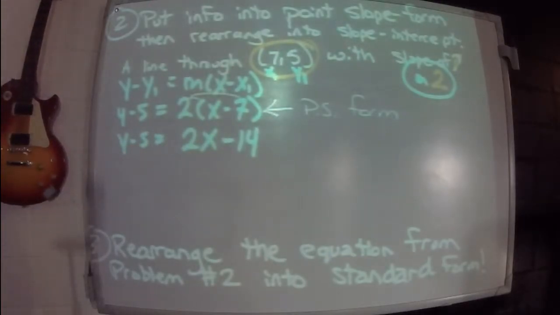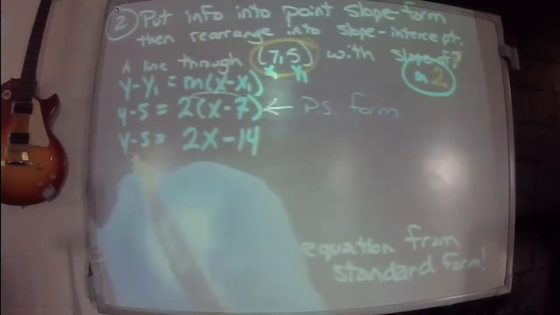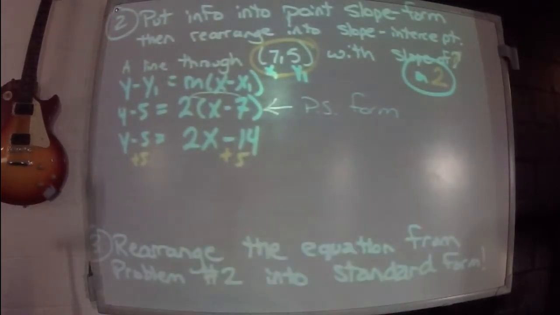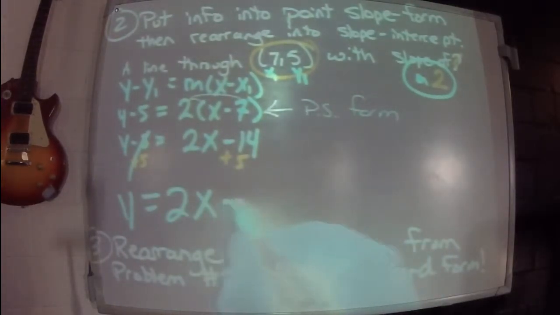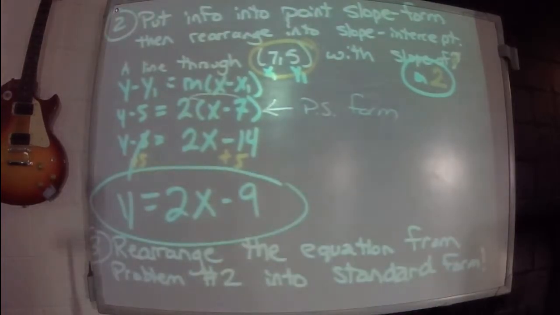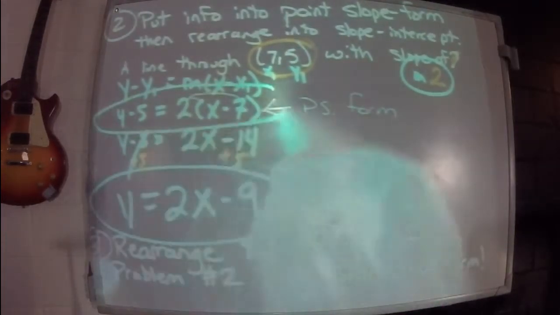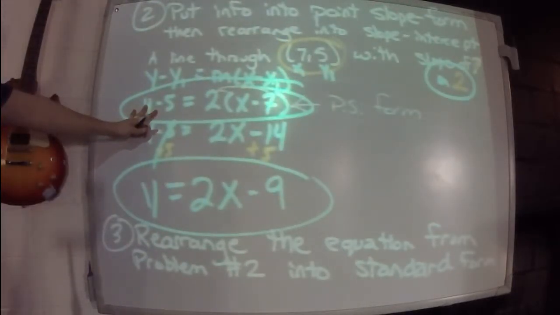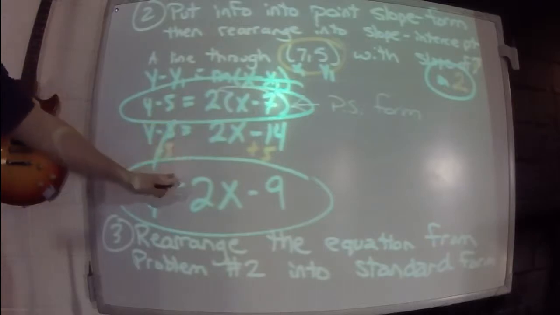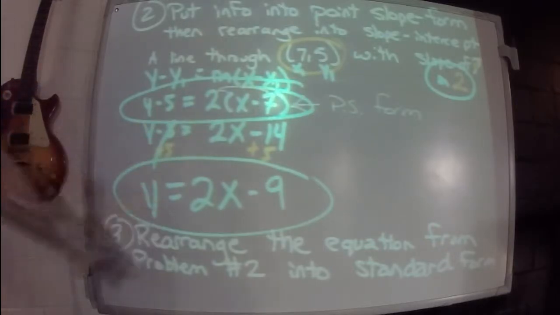So add 5 to each side, and you end up with y equals, that crosses out, and you've got y equals 2x minus 9. And that's it. So here we had it in point-slope form. Your final answer is supposed to be in slope-intercept form, so you write that down here.